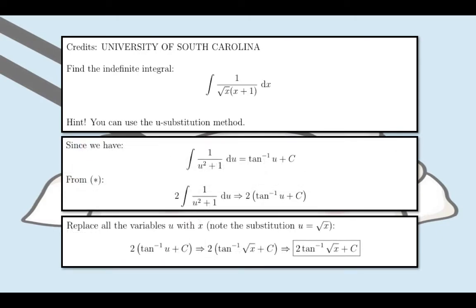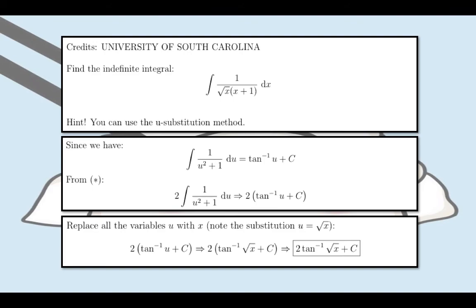Now we can replace all the variables u with x. Since we have the substitution u equals square root of x, we have 2 times the inverse tangent of u plus some constant. We replace the u with square root of x. We're going to get that 2 times the inverse tangent of square root of x plus some constant c.